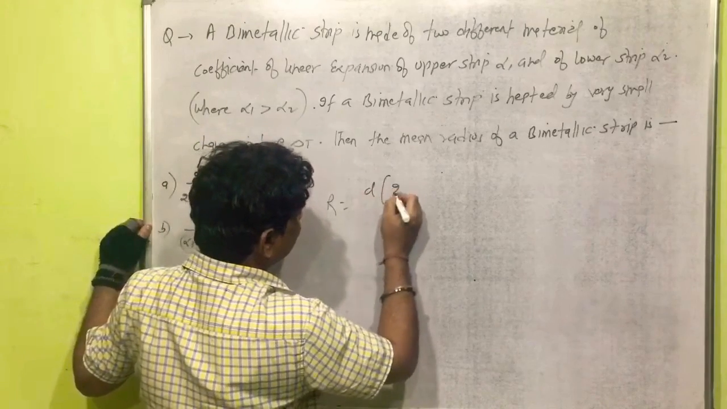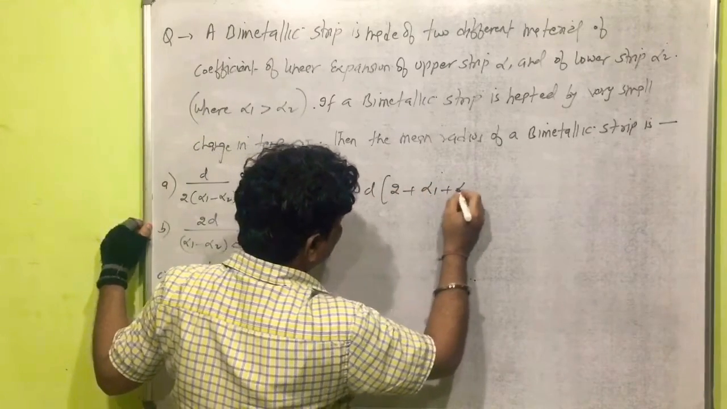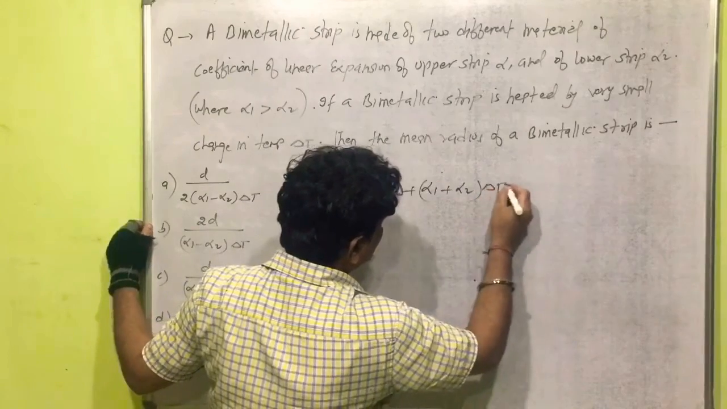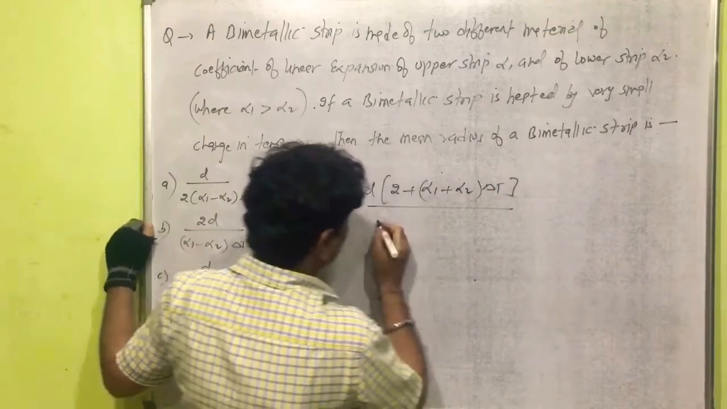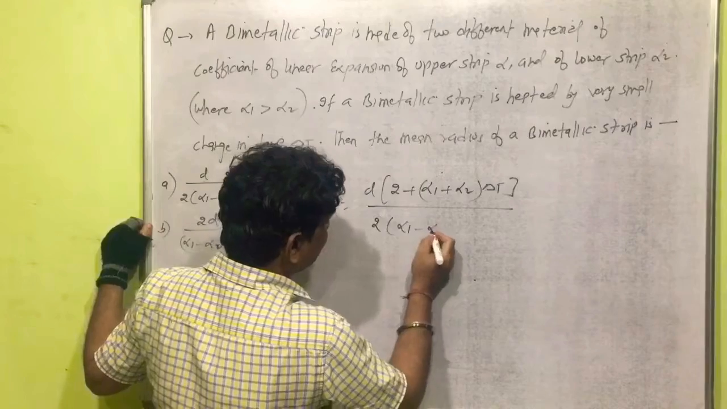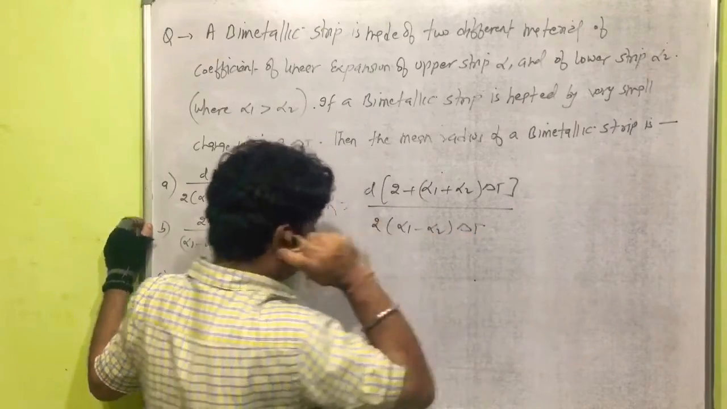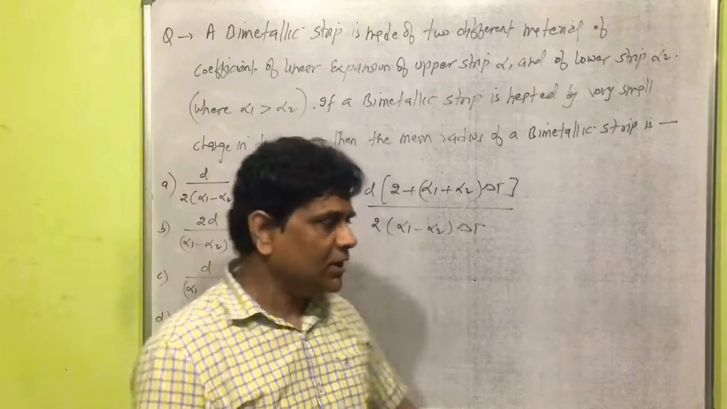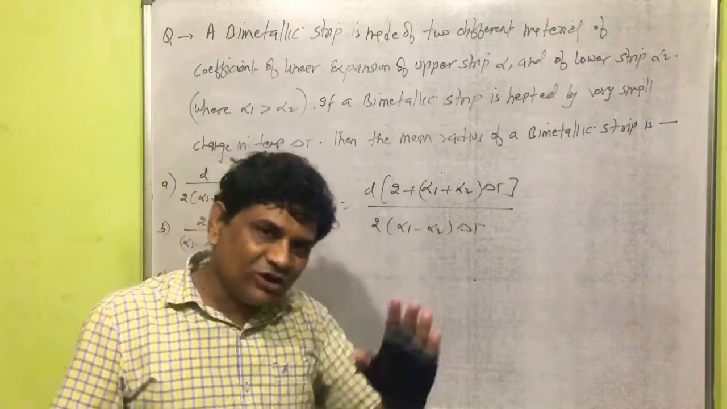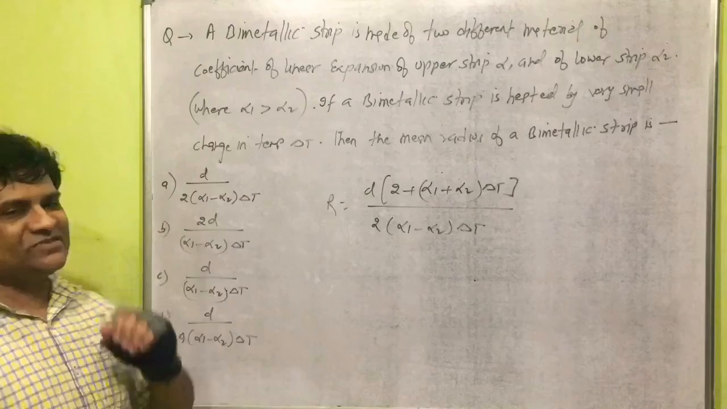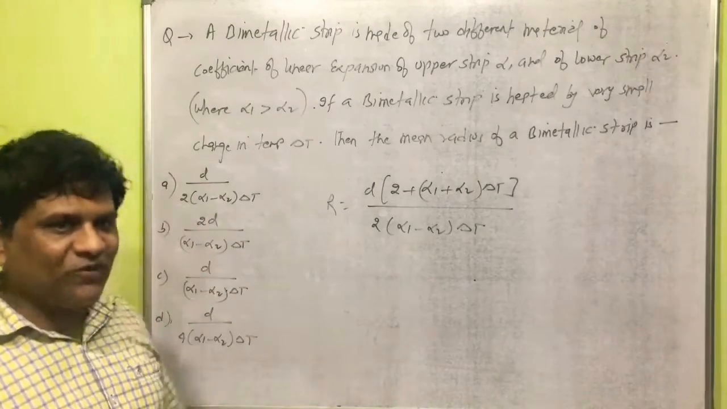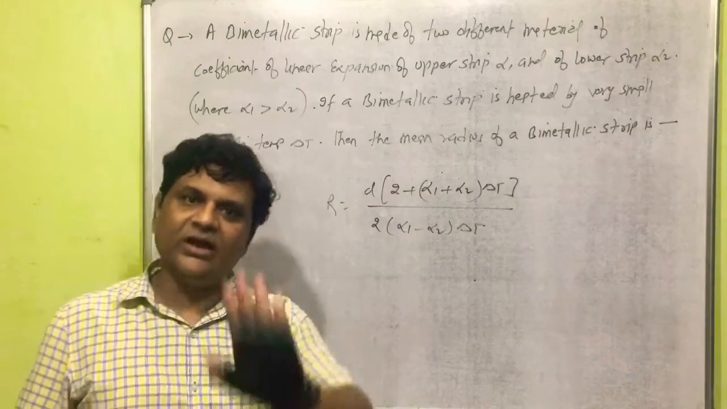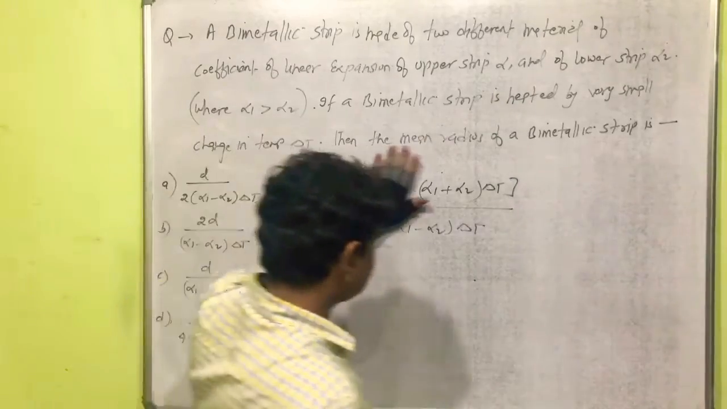R is equal to d times of 2 plus alpha 1 plus alpha 2 into delta T, divided by 2 times of alpha 1 minus alpha 2 into delta T. This is the mean radius of a bimetallic strip. But this mean radius is not matching with any of the options which are given here. So how to find out the mean radius for this question? We will take it in class here.